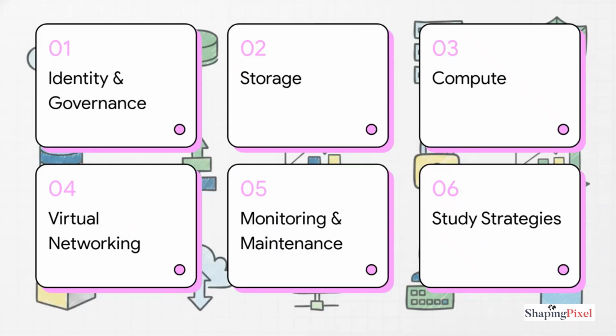So here is our game plan for today. We've got 1. Identity and governance, 2. Storage, 3. Compute, 4. Virtual networking, 5. Monitoring and maintenance, and finally 6.